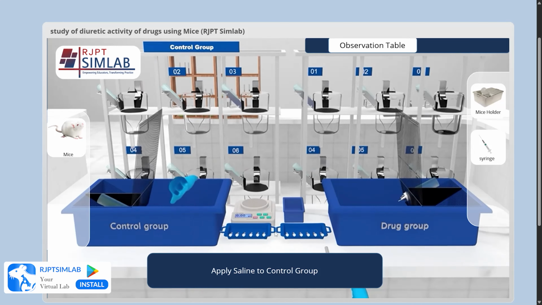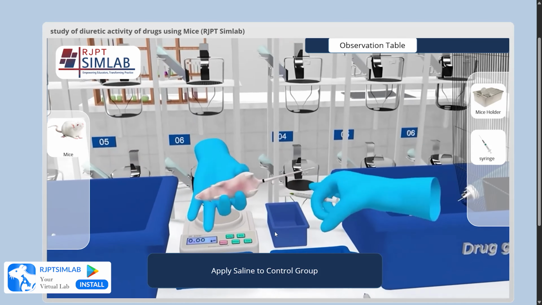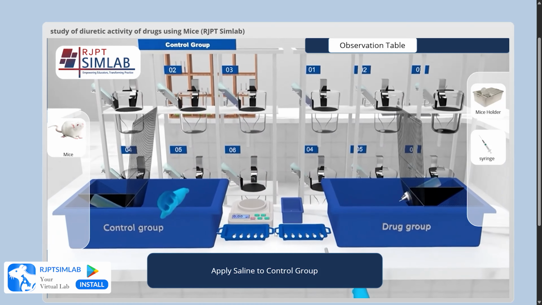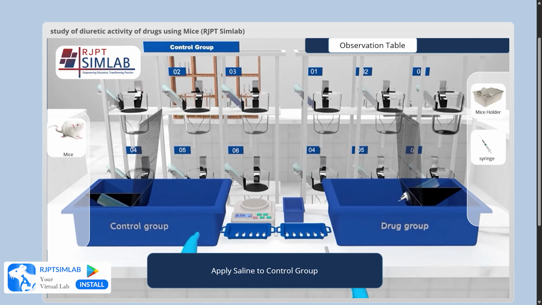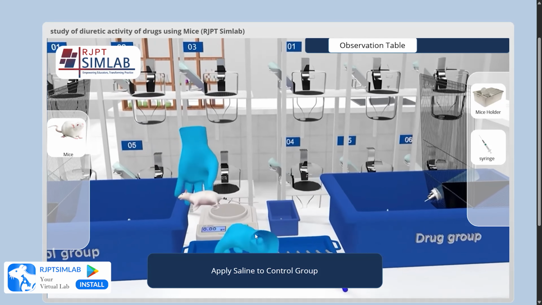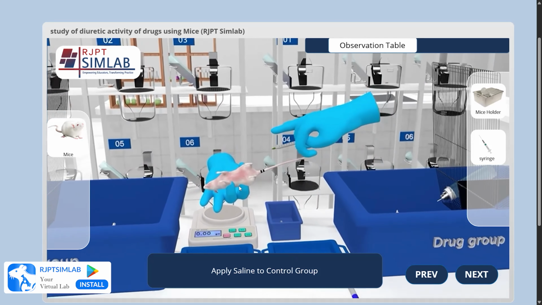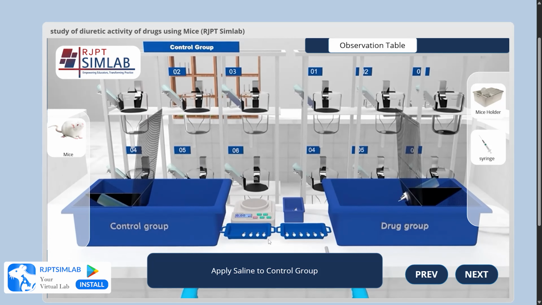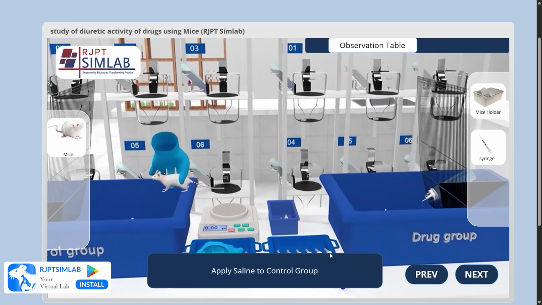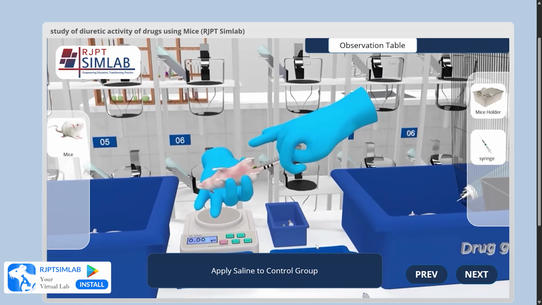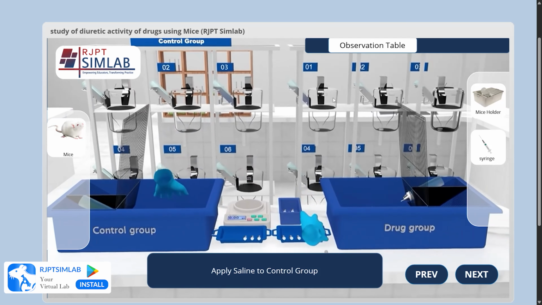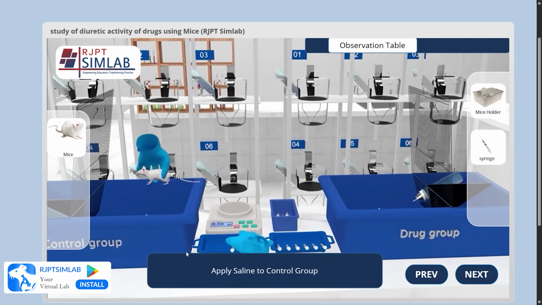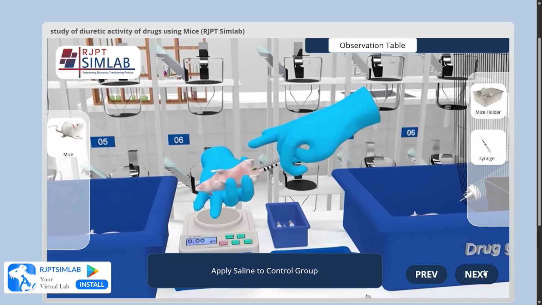We will insert the saline solution to the control group mice. We will insert it with the help of a syringe, and we will insert it through the intraperitoneal route into the mice. We will apply the saline solution, as we can see here, to the mice. As we can see here, we have each and every syringe loaded with saline solution and the drug solution. On the left, we have the syringes with the saline solution, and on the right, we have the syringes with the furosemide drug solution. We will apply the saline solution to all the mice of the control group.